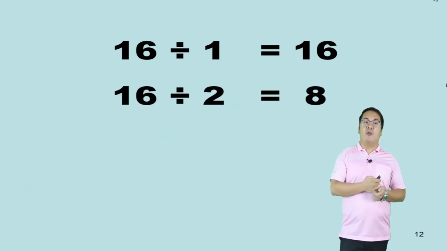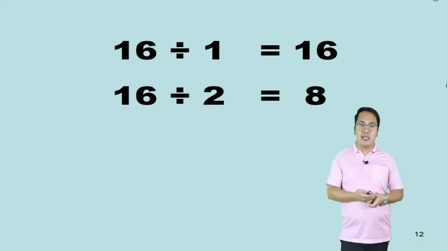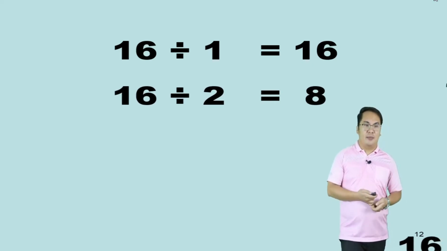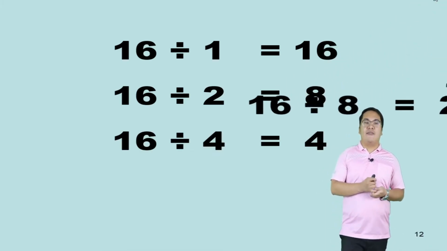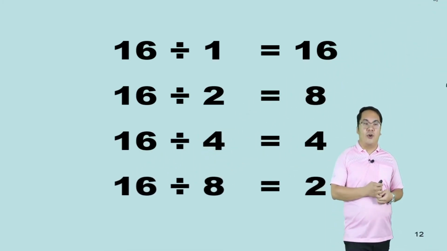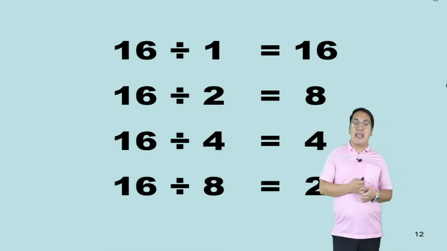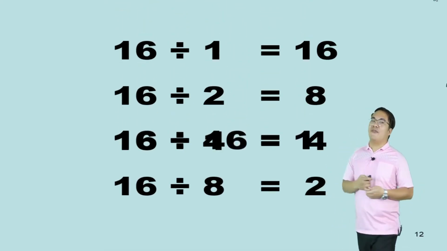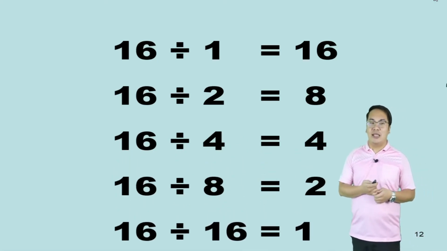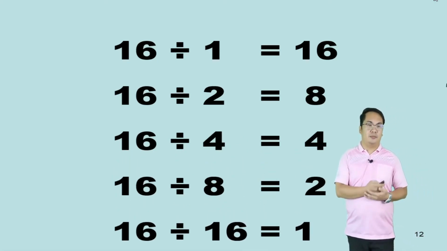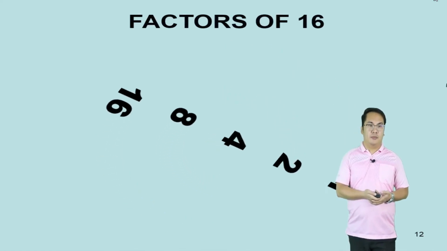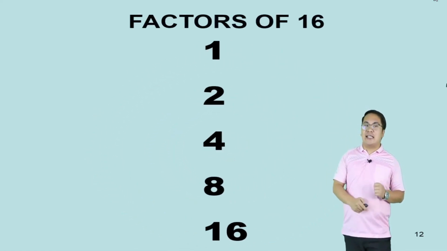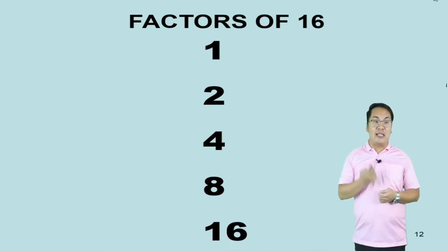16 divided by 1 is equivalent to 16. 16 divided by 2 is equivalent to 8. 16 divided by 4 is equal to 4. 16 divided by 8 is equal to 2. And lastly, 16 divided by 16 is equal to 1. Yes, so 1, 2, 4, 8, and 16 are the factors of 16.